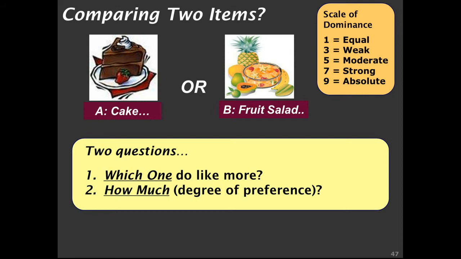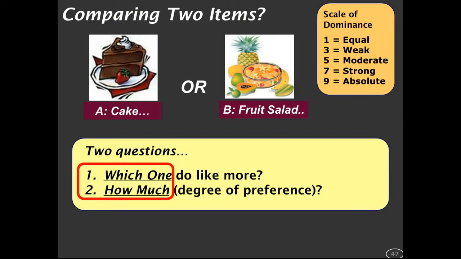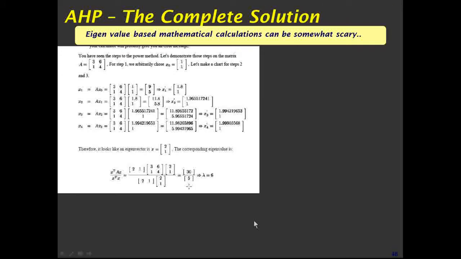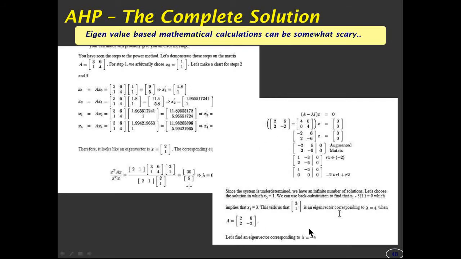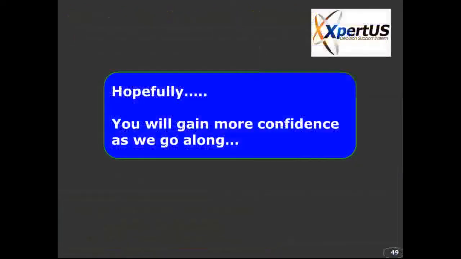So we would say, okay, I like cake, let's say A. Then I ask you, how much, which is the degree of preference. So what we have now done is simply expressed our preference with 2 questions. Which one and how much? AHP itself is a very complicated process. It's based on eigenmathematics, but you don't have to do this because we have developed our own software to help you navigate this easily. Hopefully you will gain more confidence as we go along.